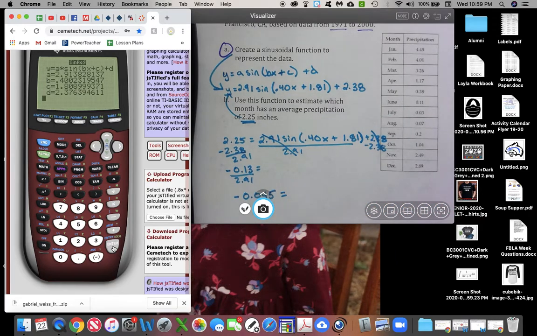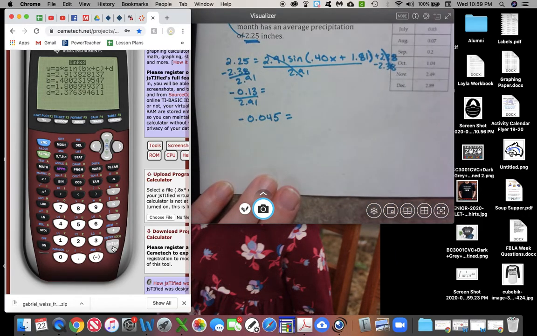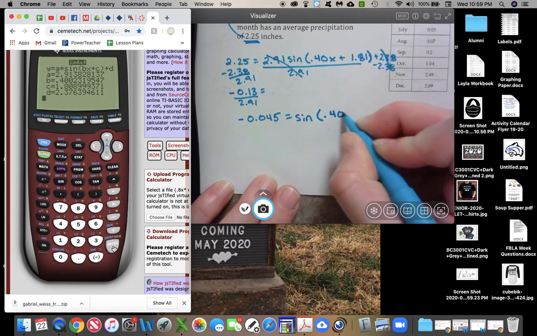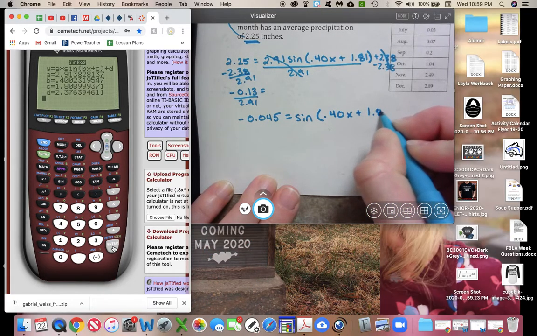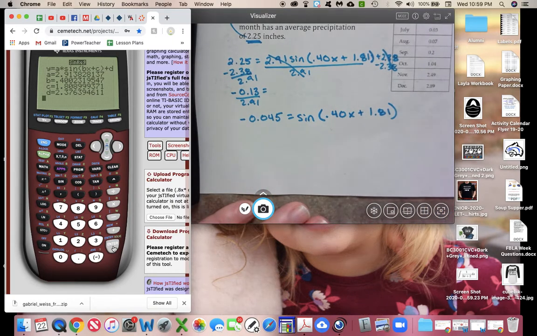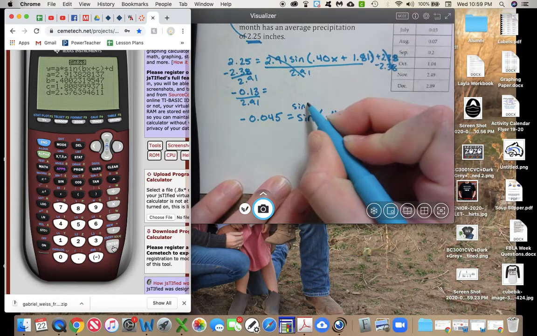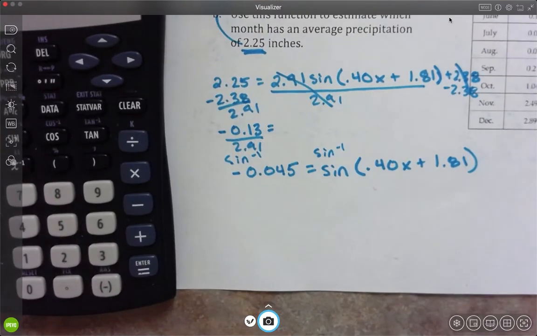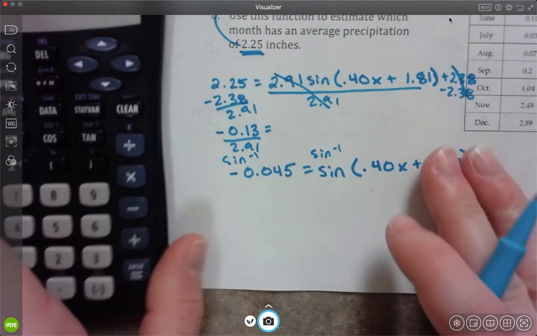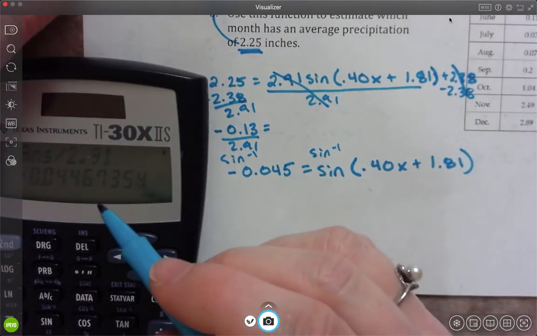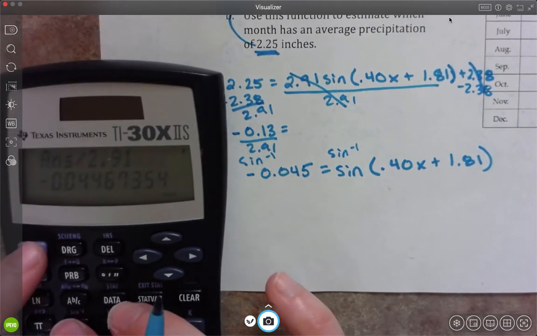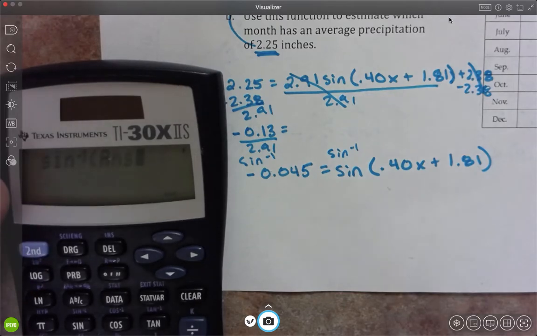All right, so I'm going to try to do as many steps as I can at once. Sine of 0.40x plus 1.81. There he is. Now I need to get rid of the sine next, so I'm going to do inverse sine. Let me make him big again. Inverse sine of this negative 0.045. Since he's already in my calculator, I can just do inverse sine of that answer.